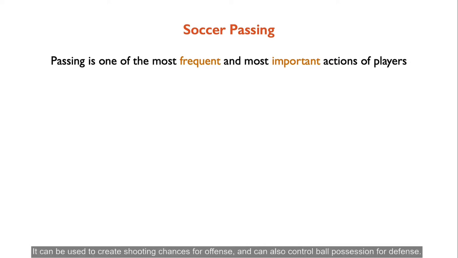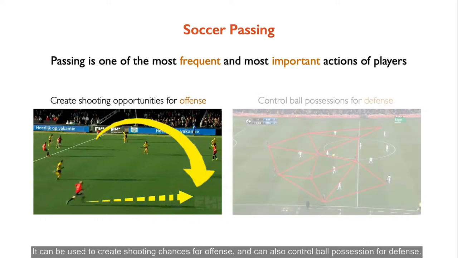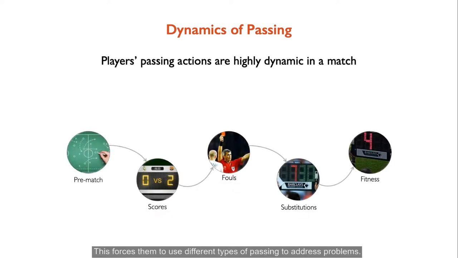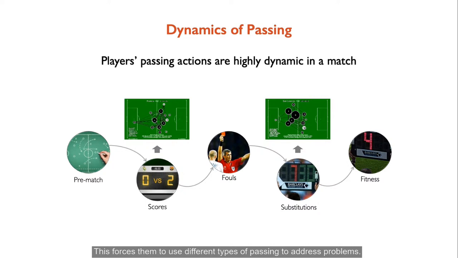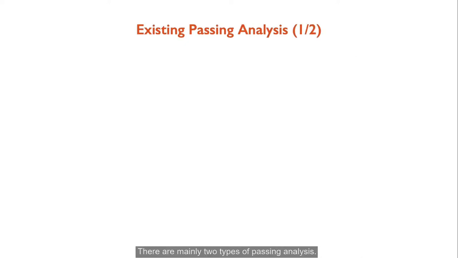Passing is an important action in soccer. It can be used to create shooting chances for offense and can also control ball possession for defense. Passing is highly dynamic in a soccer match. Players may face different situations, and this forces them to use different types of passing to address problems. And we call this the dynamics of passing. Analyzing these dynamics is crucial for improving team performance.